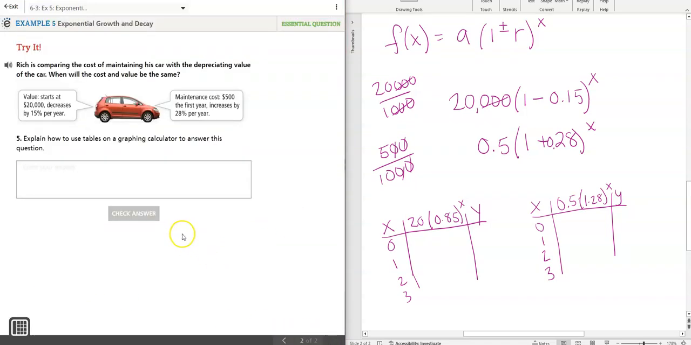Okay, so your job is to take a look at Rich again. So Rich is comparing the cost of maintaining his car with the depreciating value of the car. When will the cost and the value be the same, which we figured out. But here, explain how to use tables. Oh, it says on a graphing calculator, but we have our tables right here. So ignore this graphing calculator part. Just, how do we use these tables? Let's see if you can re-explain that. It's kind of the same thing. We're going to do another problem as well as an example, but take a minute and think about that.